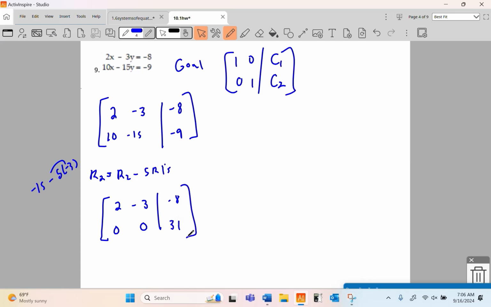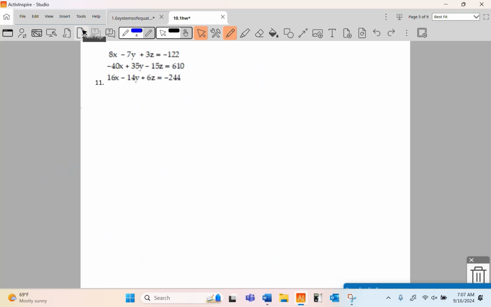So here's why I actually did row 2 first. This bottom row literally says 0 is 31, which is a false statement. We have no solution. We would classify this as inconsistent. So there you go. Now number 11, which is also a reduced row echelon form problem.